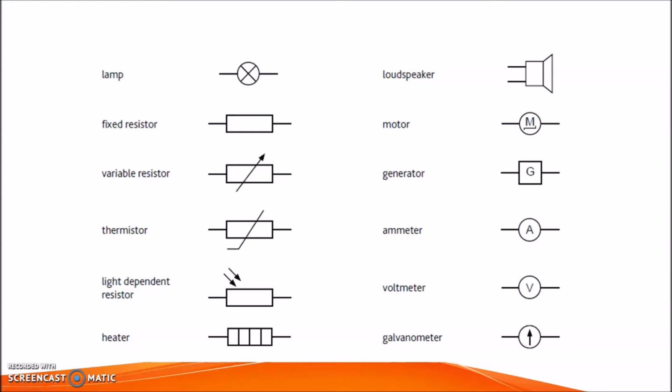Ammeter and galvanometer are more or less the same, but slightly different. Ammeter, we normally use to detect larger current. But for galvanometer, it's a smaller current.